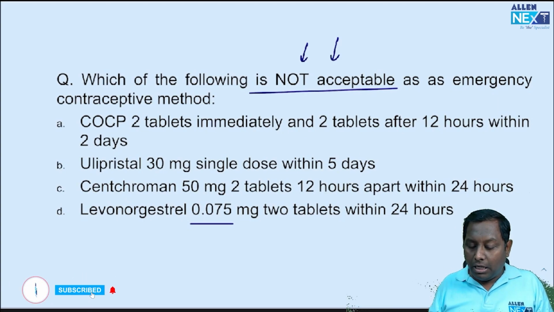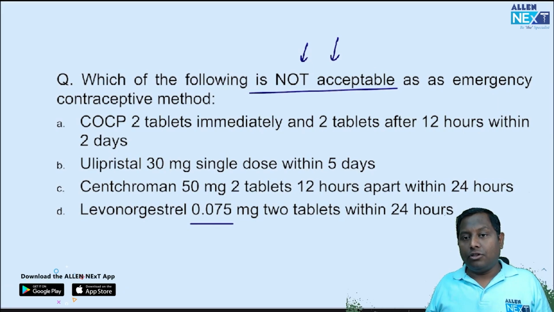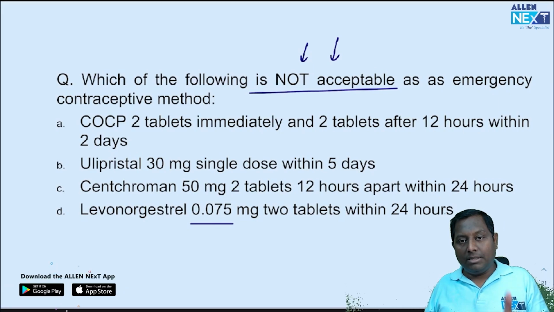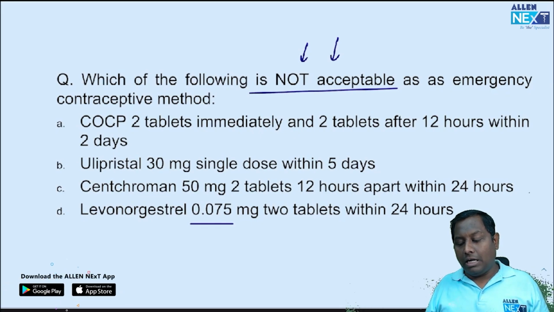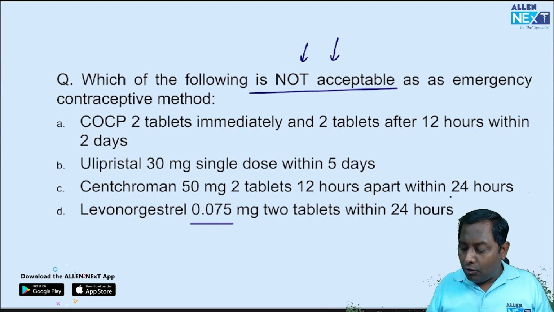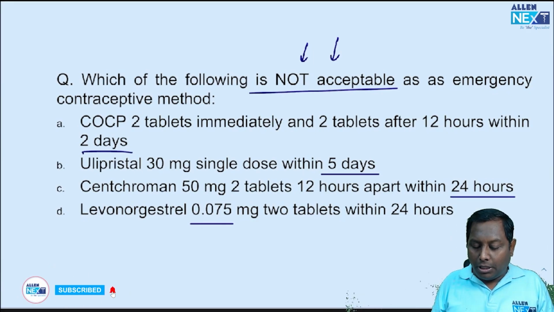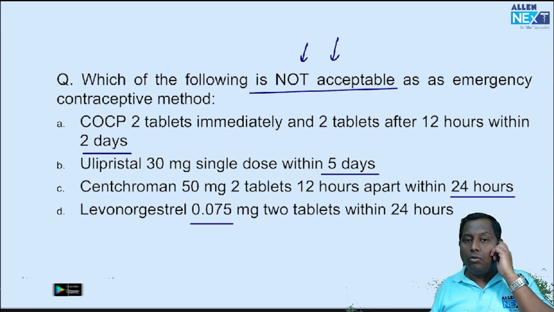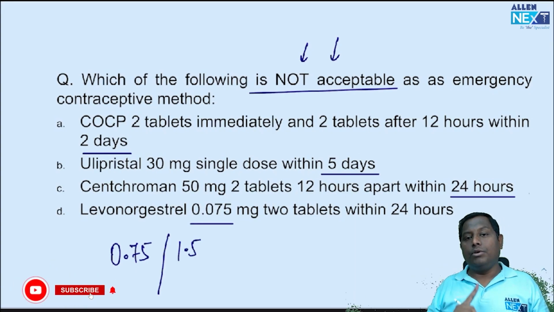Not acceptable. Combined oral contraceptive pill, 2 tablets immediately and 2 after 12 hours, within 2 days. Ulipristal 30 mg single dose within 5 days. Centroman, right, 50 mg 2 tablets 12 hours apart within 24 hours. So ये वाला जो term था ना, this was a little confusing for all the students. बोल रहे थे बच्चे सर काफी बड़ा बड़ा ऑप्शन लग रहा था, but I think this was something that you should know, that levonorgestrel का either we use 0.75 or we use 1.5. दोनों में से कोई एक यूज करते हैं.